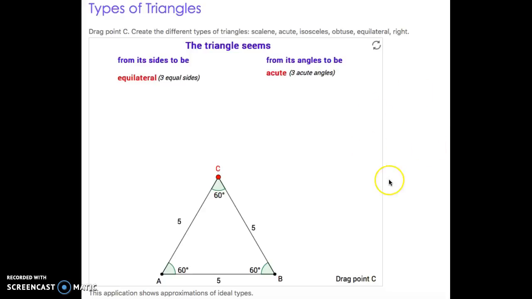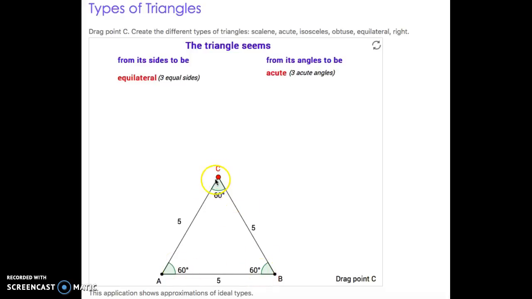So, there are lots of different kinds of triangles. We're going to start with an equilateral triangle. And you know this is an equilateral triangle because it has three equal sides and also three equal angles.